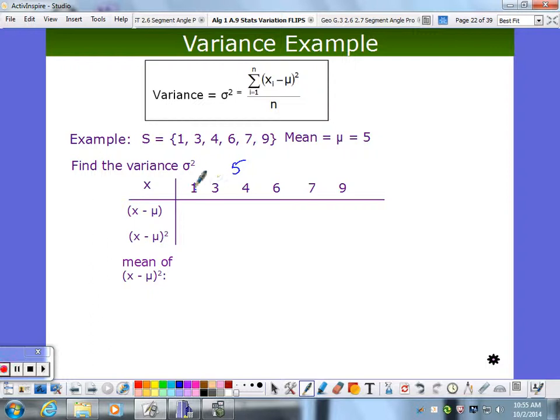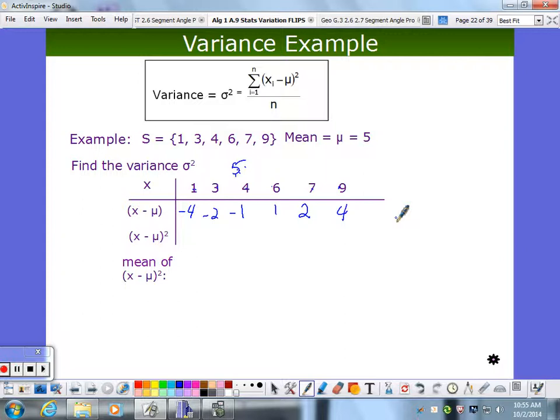So what is 1 minus 5? What is 3 minus 5? Right, that's x minus the mean, that's what I'm doing. What is 4 minus 5? 1. 6 minus 5? 1. 7 minus 5? 2. 9 minus 5? 4. Okay, now, we're mad, we just made them positive, right?